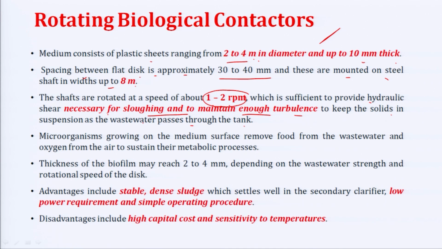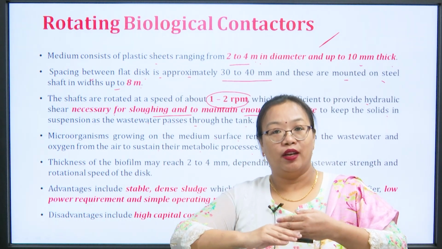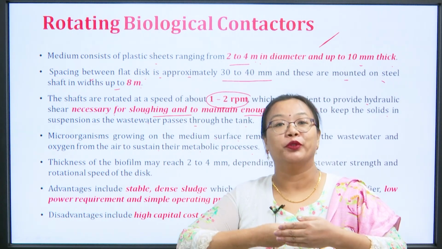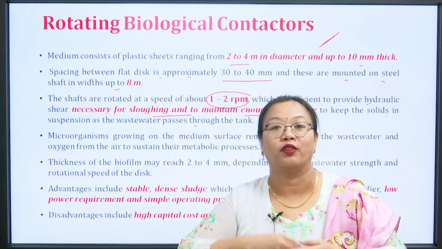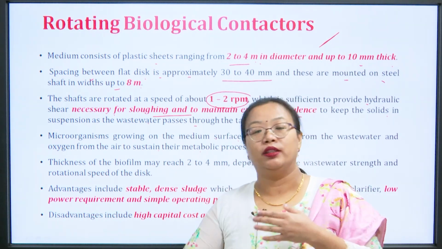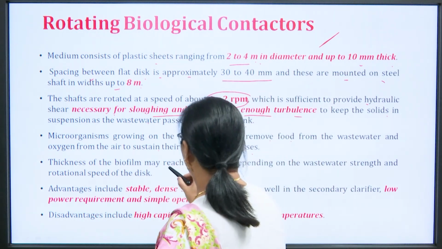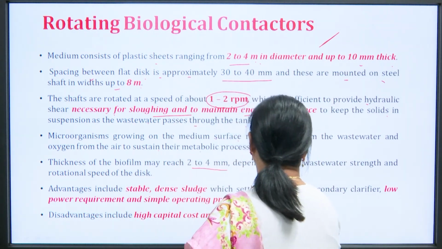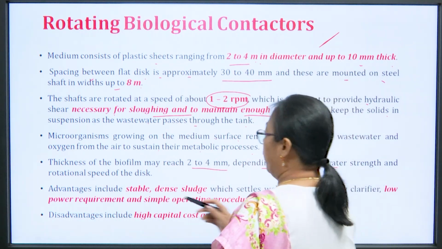Microorganisms growing on the medium surface remove food from the wastewater and oxygen from the air to sustain their metabolic process. So, when it comes to the atmosphere they take oxygen, and when it goes into the wastewater they get food. So, you are getting both food and oxygen, right, one food and another oxygen. Thickness of the biofilm varies up to 2 to 4 mm depending on the wastewater strength and rotational speed of the disc.